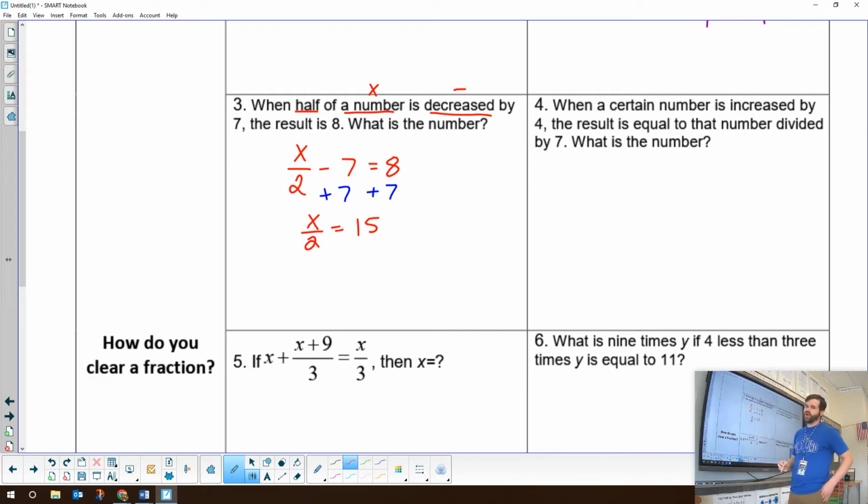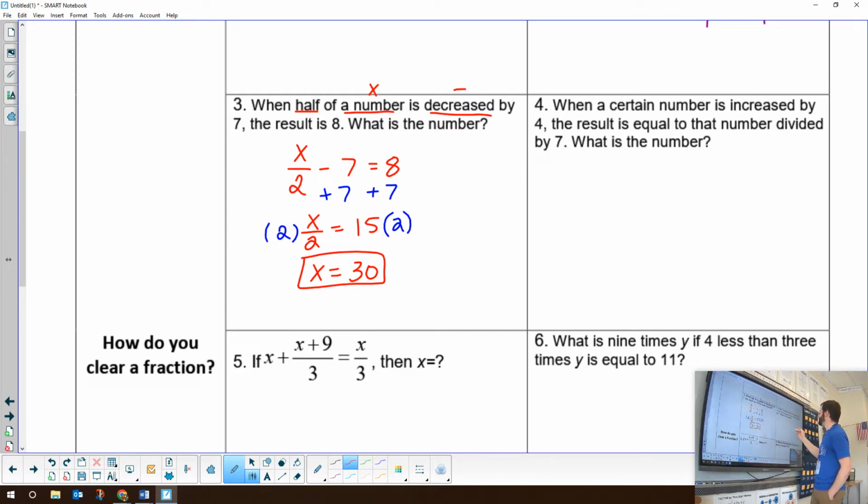And then now, the opposite of dividing by 2 is multiplication. We're going to multiply by 2. So I'm going to multiply this side by 2, and I'm going to multiply this side by 2. Now, of course, those two will cancel. We'll get 15 times 2 is 30. So I'll get an answer. What is the number? The number is 30. Let's take a look at number 4.